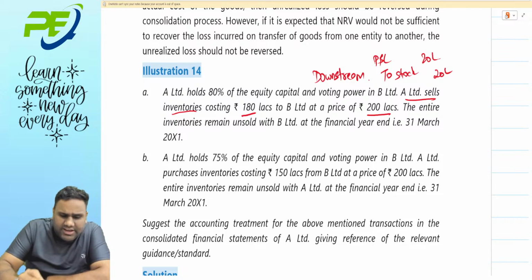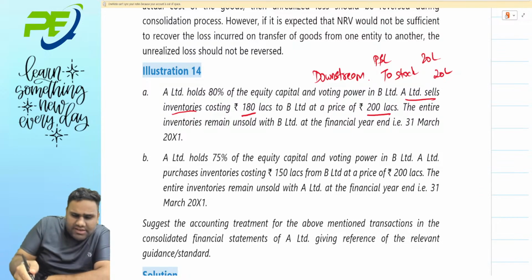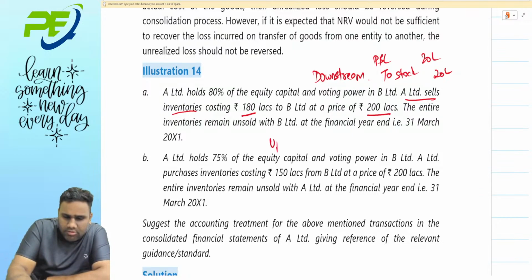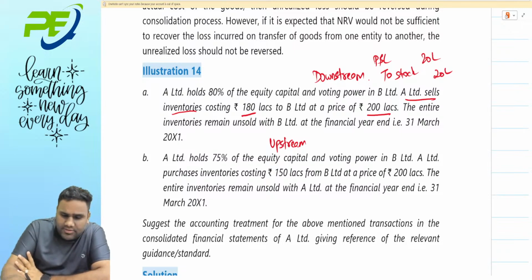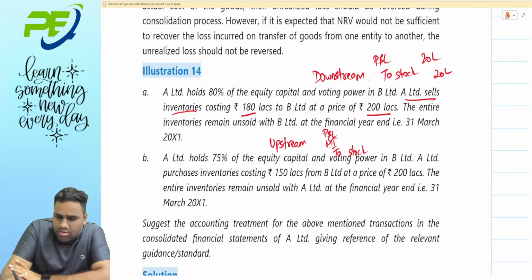A Limited holds 75% of equity and voting power in B. A Limited purchases inventory. Upstream. Goods costing 150 lakh from B Limited at a price with profit. The entire inventory remains unsold. Journal entry. So 50 lakh we have to reduce, 37.5 from holding.